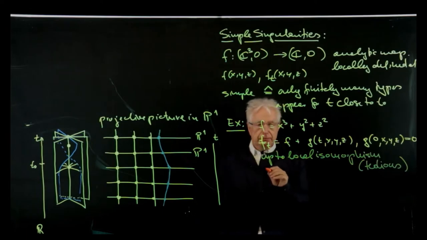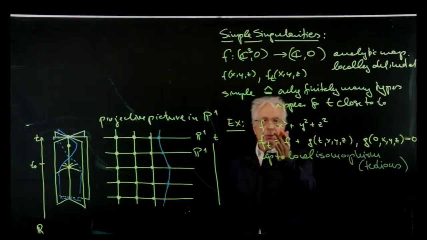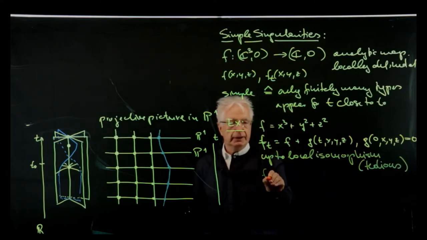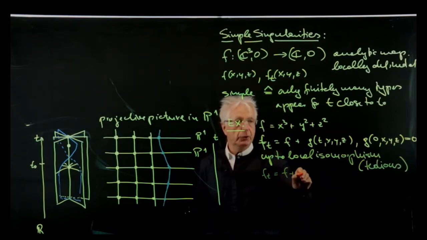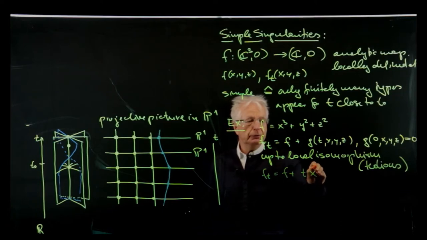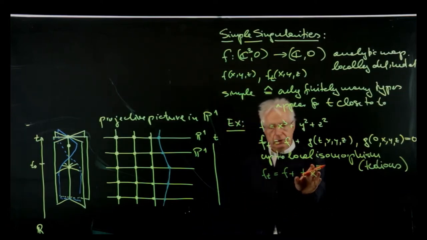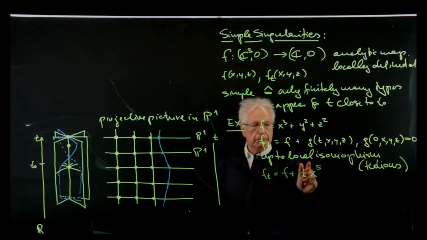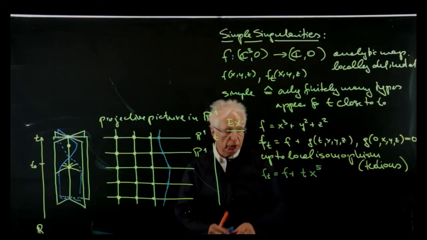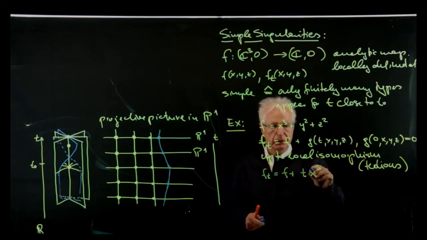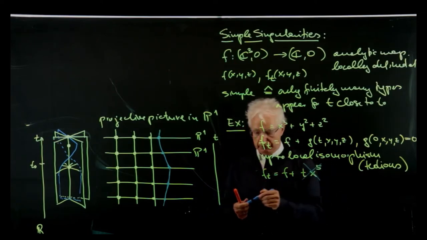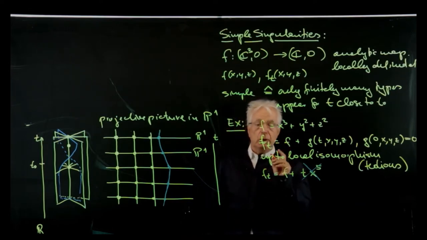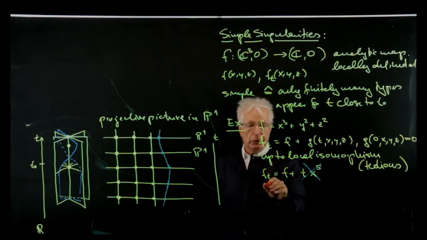But what could happen? So I will give you two examples of what we can get. So if we add here f_t equals, for instance, f plus t x^5, then this is, in a certain sense, a small term which can be eliminated by a coordinate change, by an analytic coordinate change. It's not too difficult. So this does not count. It does not give you anything new. You only get something new up to isomorphism if you decrease the orders.